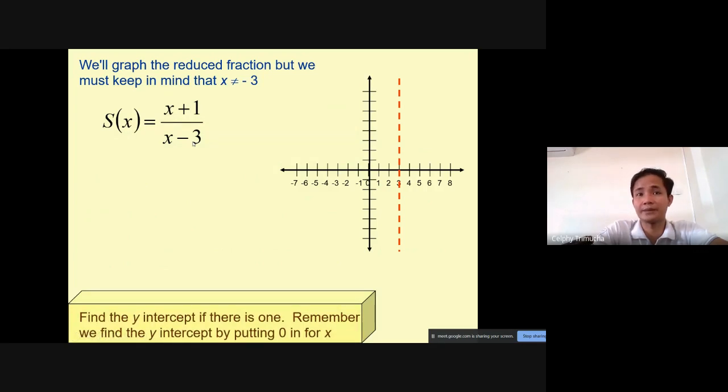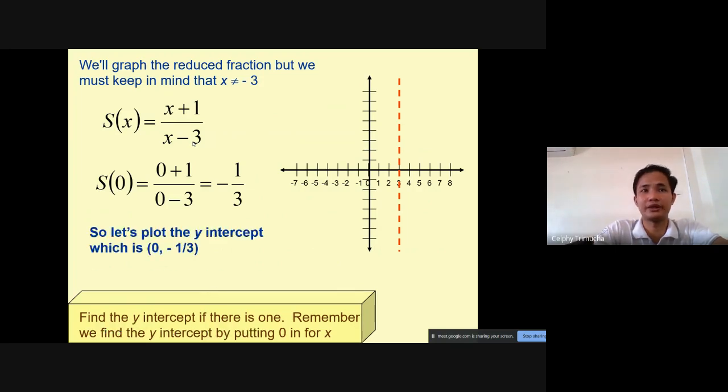Find the y-intercept if there is one. So remember, we find the y-intercept by putting 0 in for x. So when we put 0 in every x, we will come up with an answer of negative 1/3. So let's plot the y-intercept, which is 0, negative 1/3. So we graph it; here is our graph now.